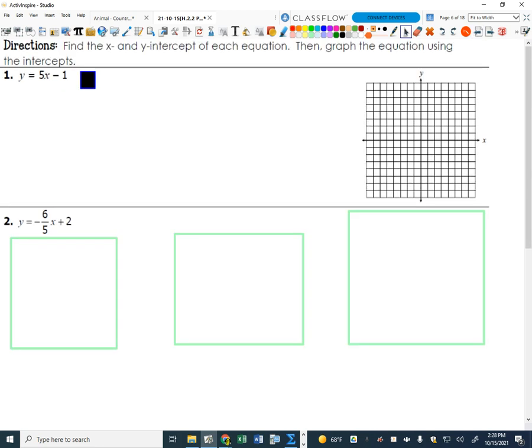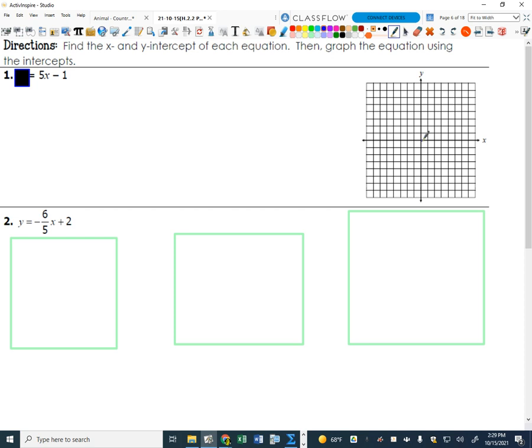Let's practice with this first one, though. If I want to find the x-intercept, I'm setting y equal to 0. What's that give me if I solve for x? 1/5?